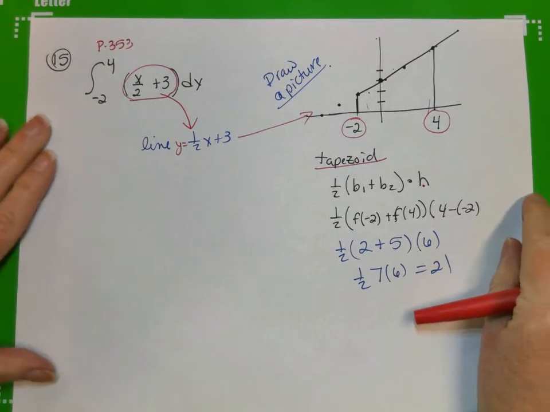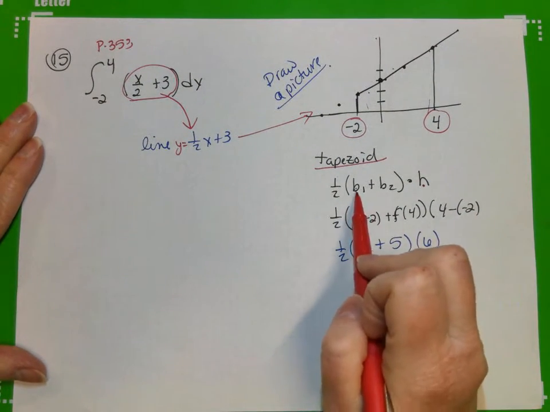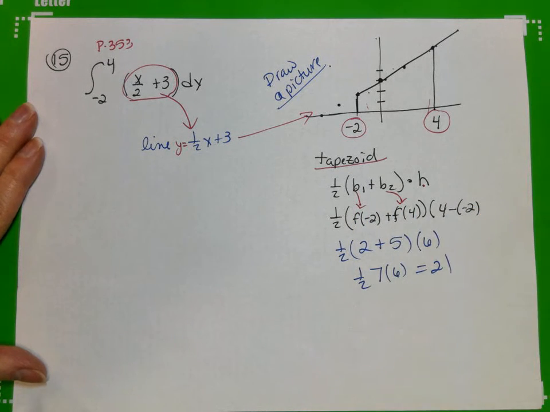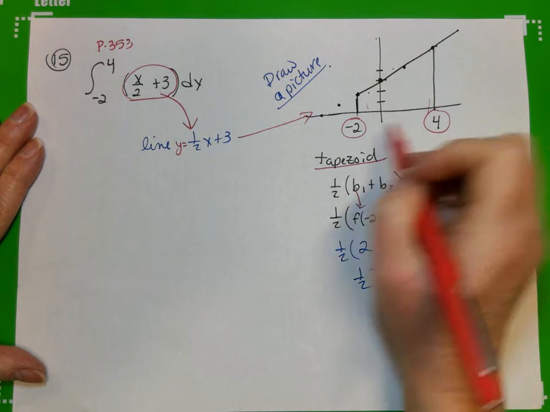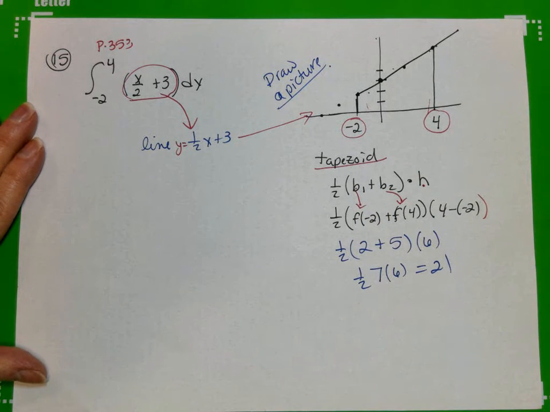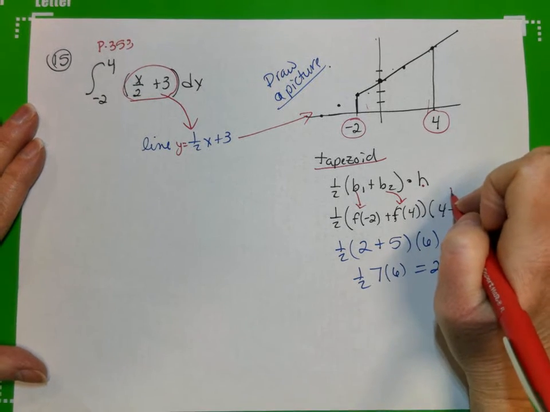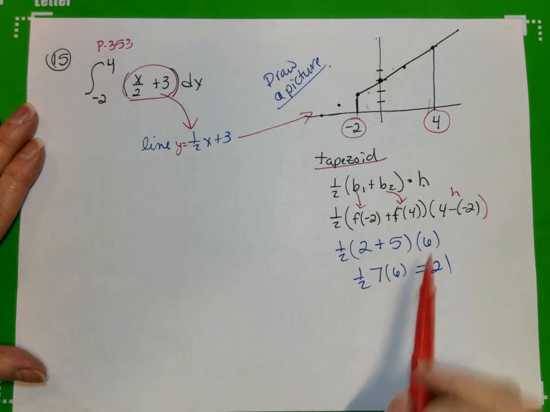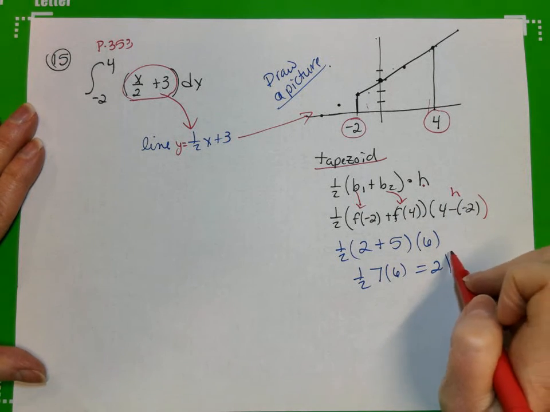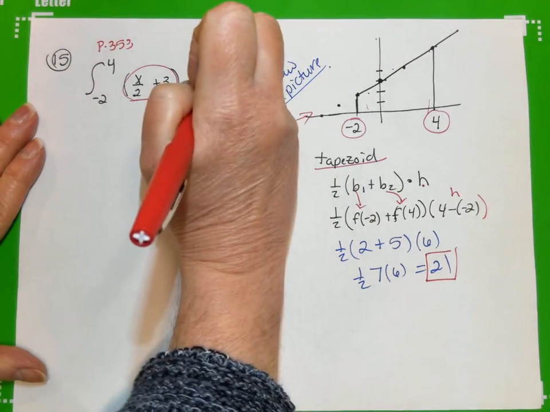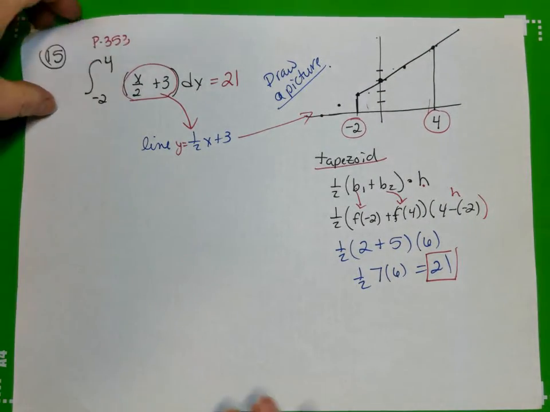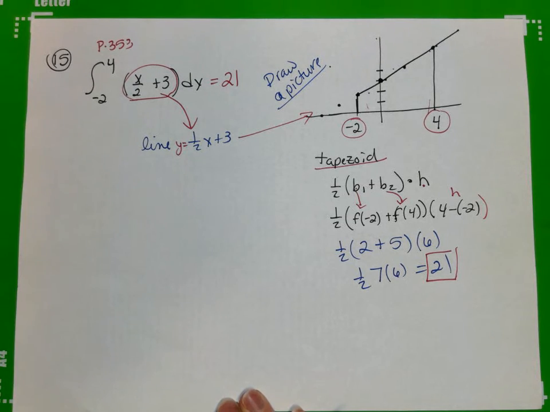Going back to where we were. Base 1 is the value of the function at -2, and base 2 is the value of the function at 4, and the difference between those happens to be the height. Here's my height. So I do the math. I have 1/2, 2 plus 5, and then I have a 6, and I got an area of 21. So I would say the integral from -2 to 4 of x over 2 plus 3 is 21. Because I know it's a trapezoid, I can use the trapezoid formula to solve it.